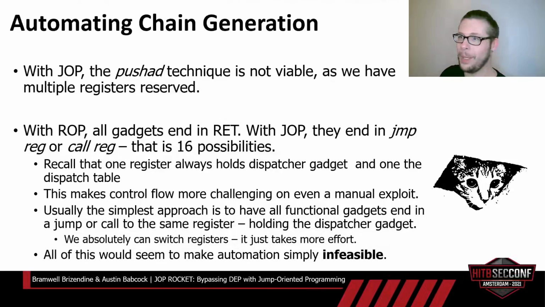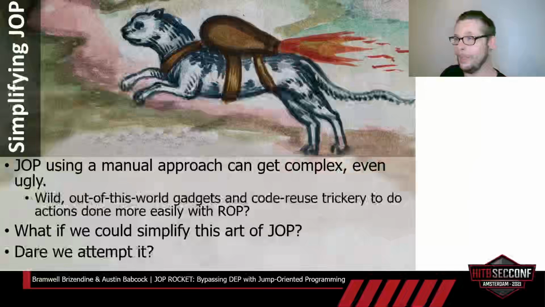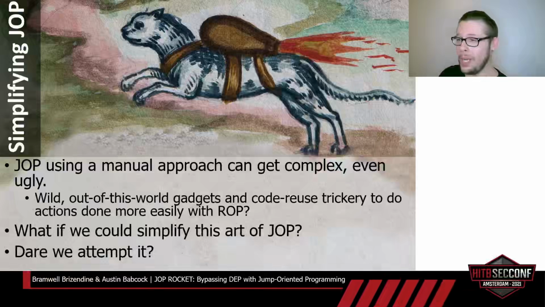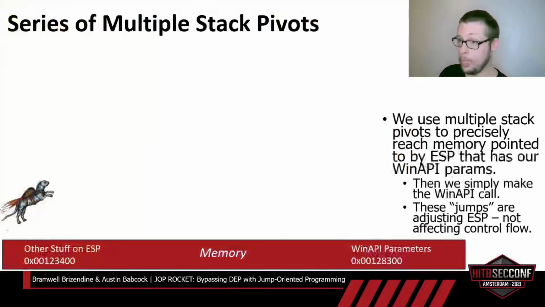It sounds like too much, except, well, maybe it's not, because it really begs the question then, can you simplify JOP? Do you have to embrace the kind of manual technique that Austin showed you, or is there a simple path that could be an alternative? And there is. And it's utilizing a series of multiple stack pivots. So let's check this out.